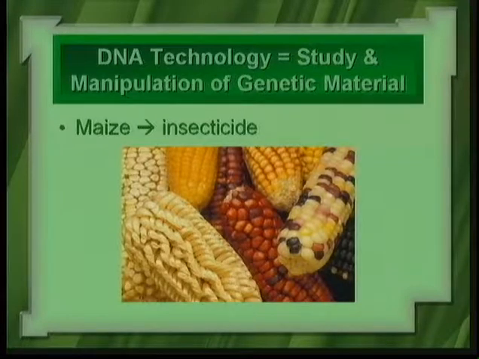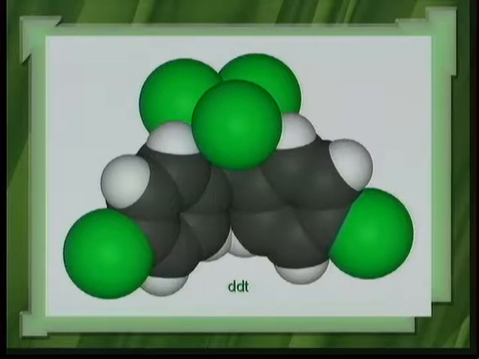Another thing too is here you have these different kinds of varieties of corn. And what you have is the production of pesticides. And here is a space-filling model of an infamous pesticide called DDT.